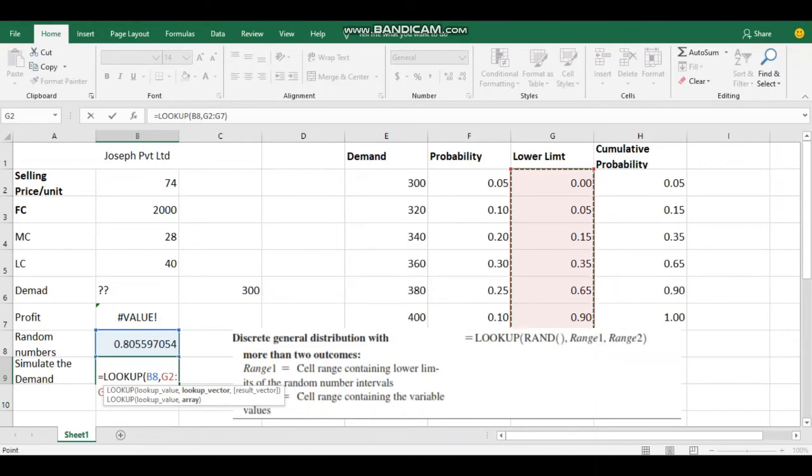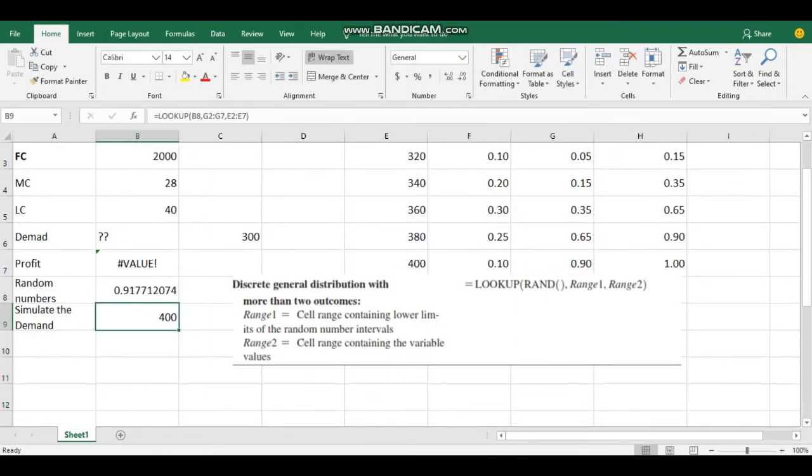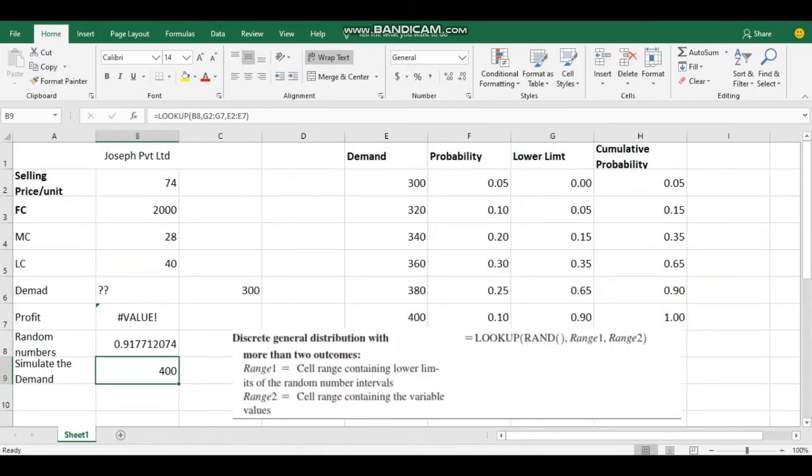Select that cell, then the next one, comma. What does range 2 mean? The cell range containing the variable values. We are actually simulating the demand, so that is our variable values. Then enter it. Now after doing this, you can keep on pressing F9. This is the simulated value.